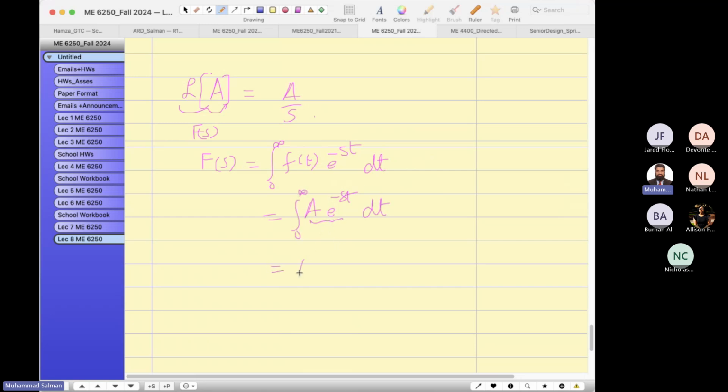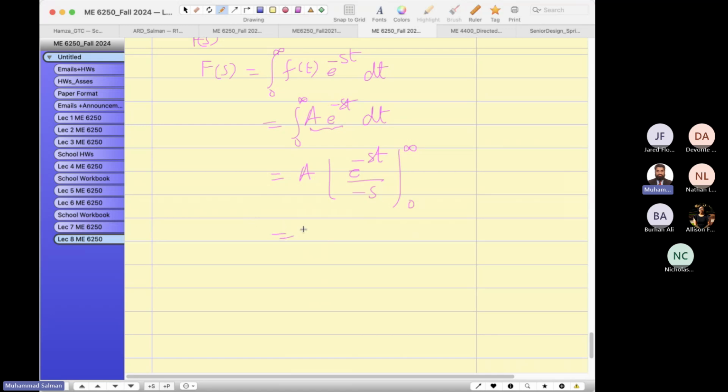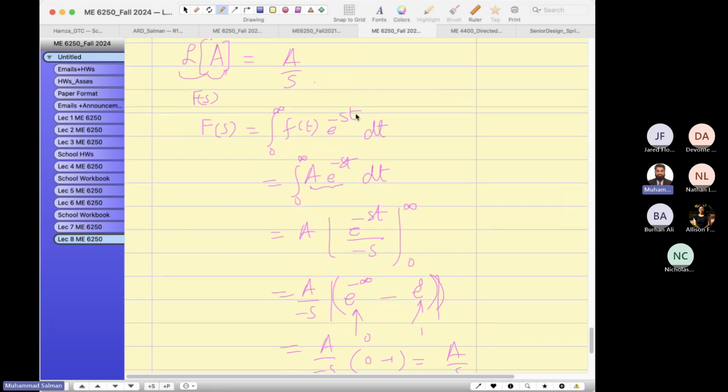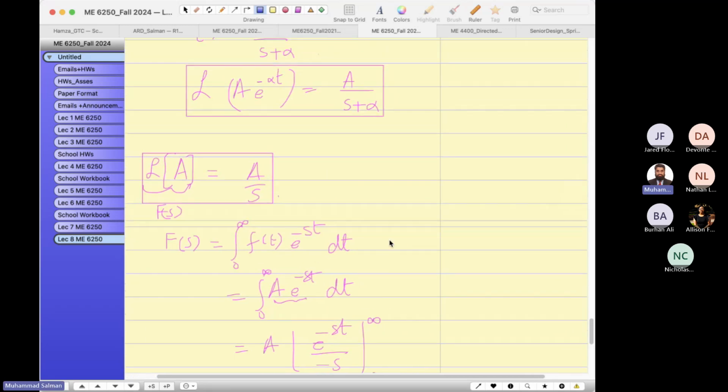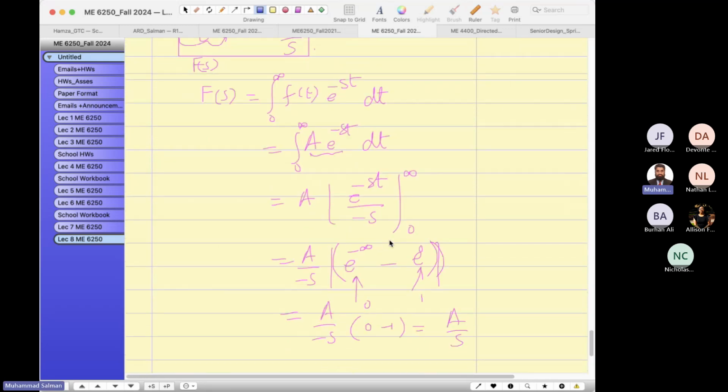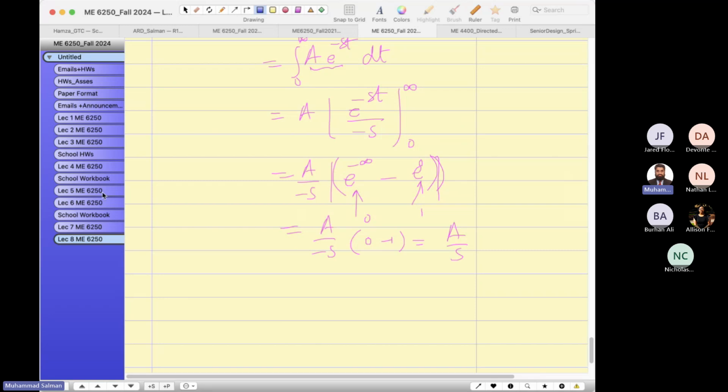What is the integral of this? A is outside, e to the negative st divided by negative s. Upper limit is infinity, lower limit is 0. So you do the same thing. A over negative s is outside the parentheses, e to the negative infinity minus e to the 0. This is 0, and this is 1. So 0 minus 1 gives you a over s. So this is the same answer we got over here, correct? So I have shown you the basic method of how to go from the time domain to the Laplace domain.